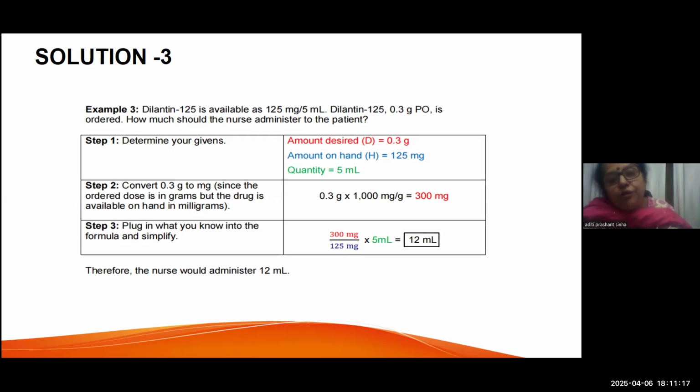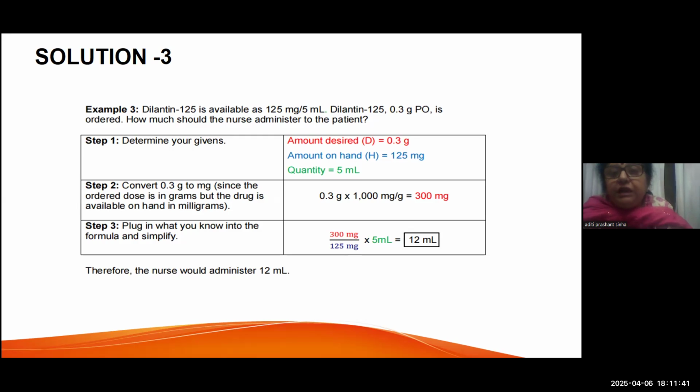So how do I go for it? 0.3 grams into 1000 milligram per gram, so that comes as 300 milligrams. So that means 0.3 into 1000, which gives rise to 300 milligram. So now it is simpler for me with how much I need to give, the desired amount, that is 300 milligram. So plug in what you know into the formula.